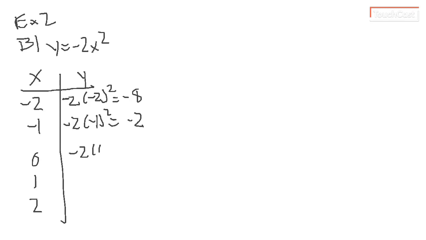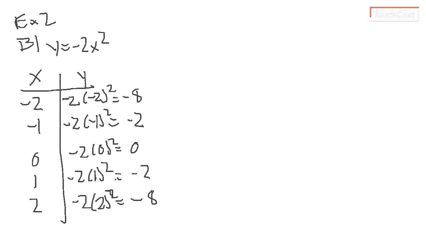We're going to have negative 2 times 0 squared. 0 squared is 0, times negative 2 is 0. Negative 2 times 1 squared. 1 squared is 1. 1 times negative 2 is negative 2. And negative 2 times 2 squared. 2 squared is 4. 4 times negative 2 is negative 8. So now we're going to graph that.